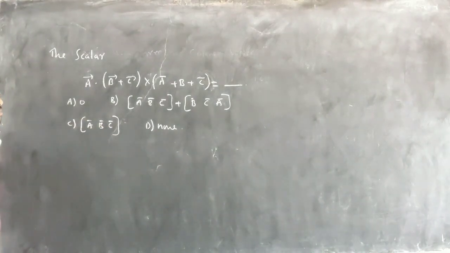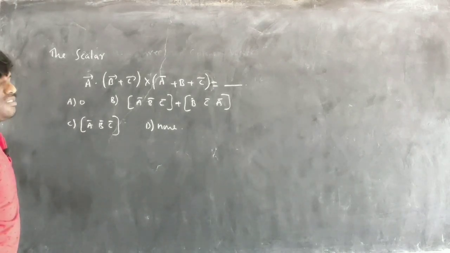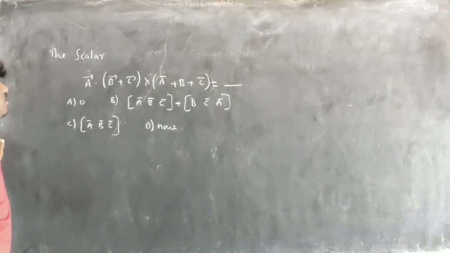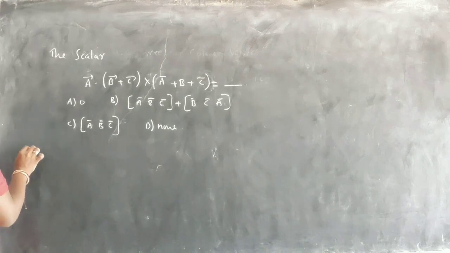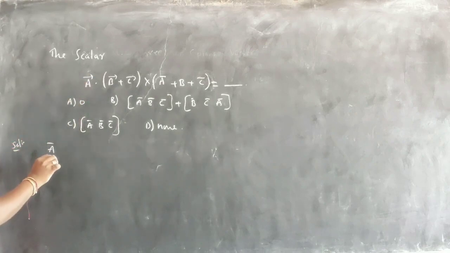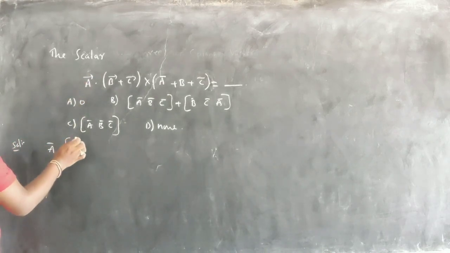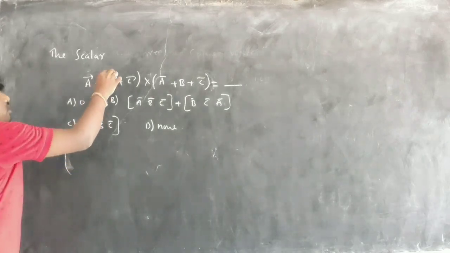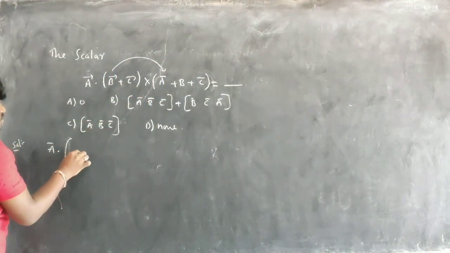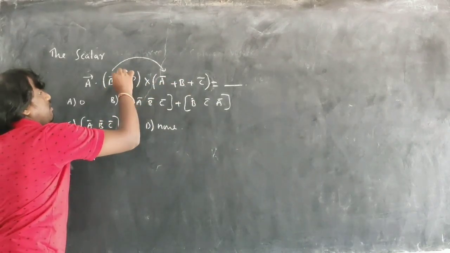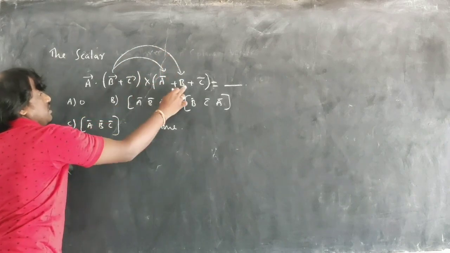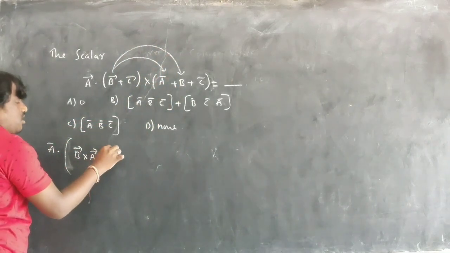A vector dot B vector plus C vector cross A vector plus B vector plus C vector is equal to dash. We have to find this value. How to find it? See, whenever you have a cross, remember this: keep the dot as it is and just go for the cross first. So dot with the cross you have to do, this is very important. Now here B cross A I get, correct? Now B cross B will be 0, so B cross B I can write.